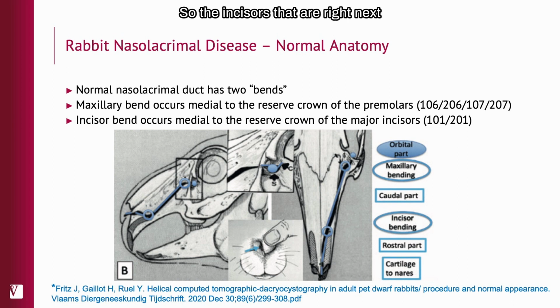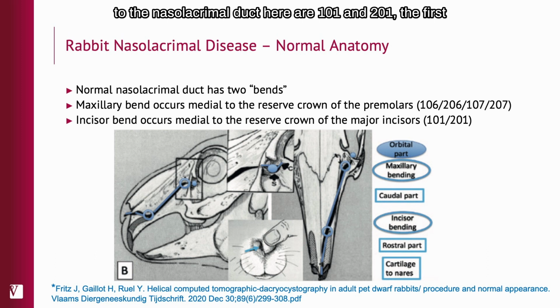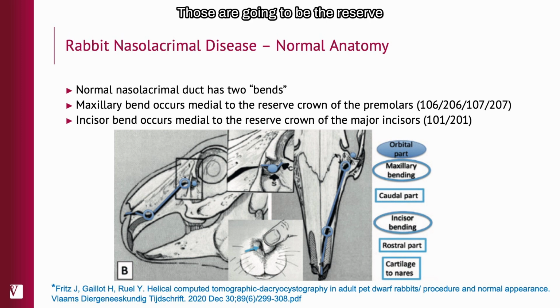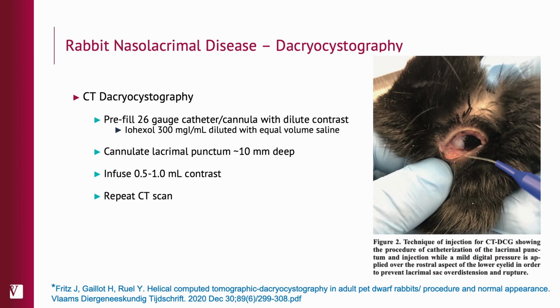So the incisors that are right next to the nasolacrimal duct here are 101 and 201, the first incisors. And then it's the first two cheek teeth on either side. So 106, 107, 206, 207. Those are going to be the reserve crowns that will affect the maxillary bend of the nasolacrimal duct. And this is the procedure for performing the dacryocystography.